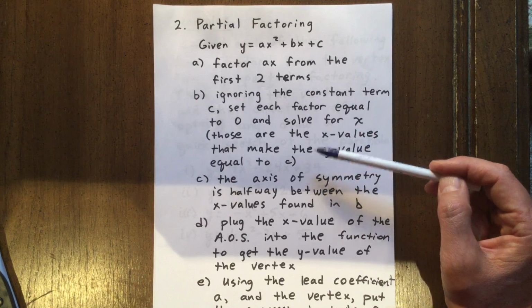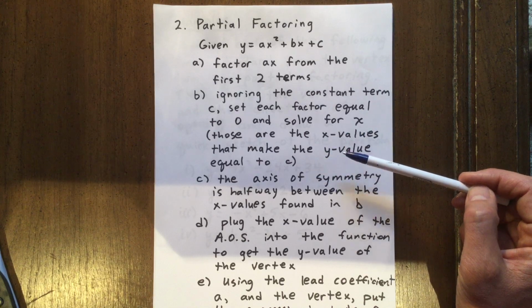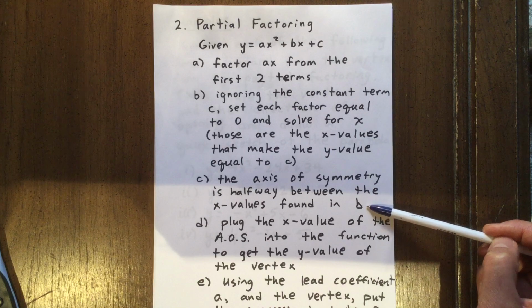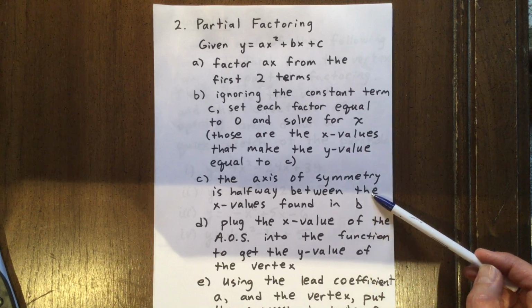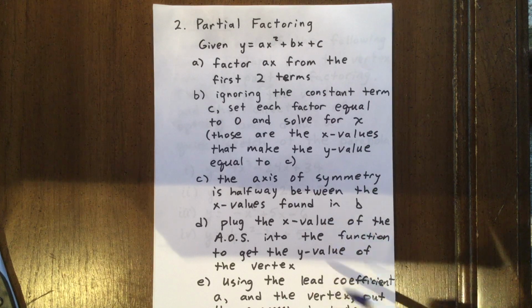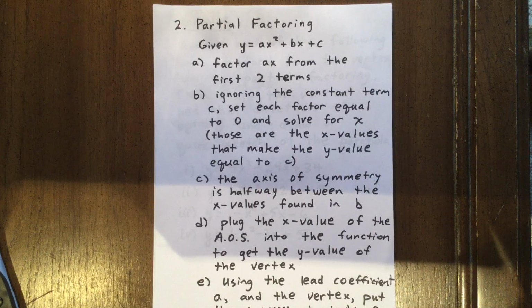In other words, I'll explain that when we do our first question. But what we're doing is we know that each of these x values have the same vertical value on the graph, so that means the axis of symmetry has to be halfway in between. So that's part C. The axis of symmetry is halfway in between the x values found in part B. And so what we do is we find the axis of symmetry by adding those two x values here and dividing by 2. And that gets us the x value of the vertex, and then we have the x value of the vertex and the y value of the vertex. The lead coefficient is still the same, and we can put the expression in vertex form.